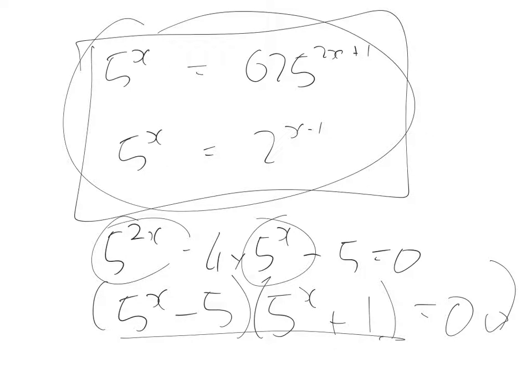Yeah. I could have taken 5 as a common factor out first as well, but I don't think that would have actually simplified what I had to do next, because then I would have had 5 to the power of 2x minus 1 minus 4 times 5 to the power of x minus 1 minus 1. So I don't think that would make it easier. I think it would make it a bit harder.